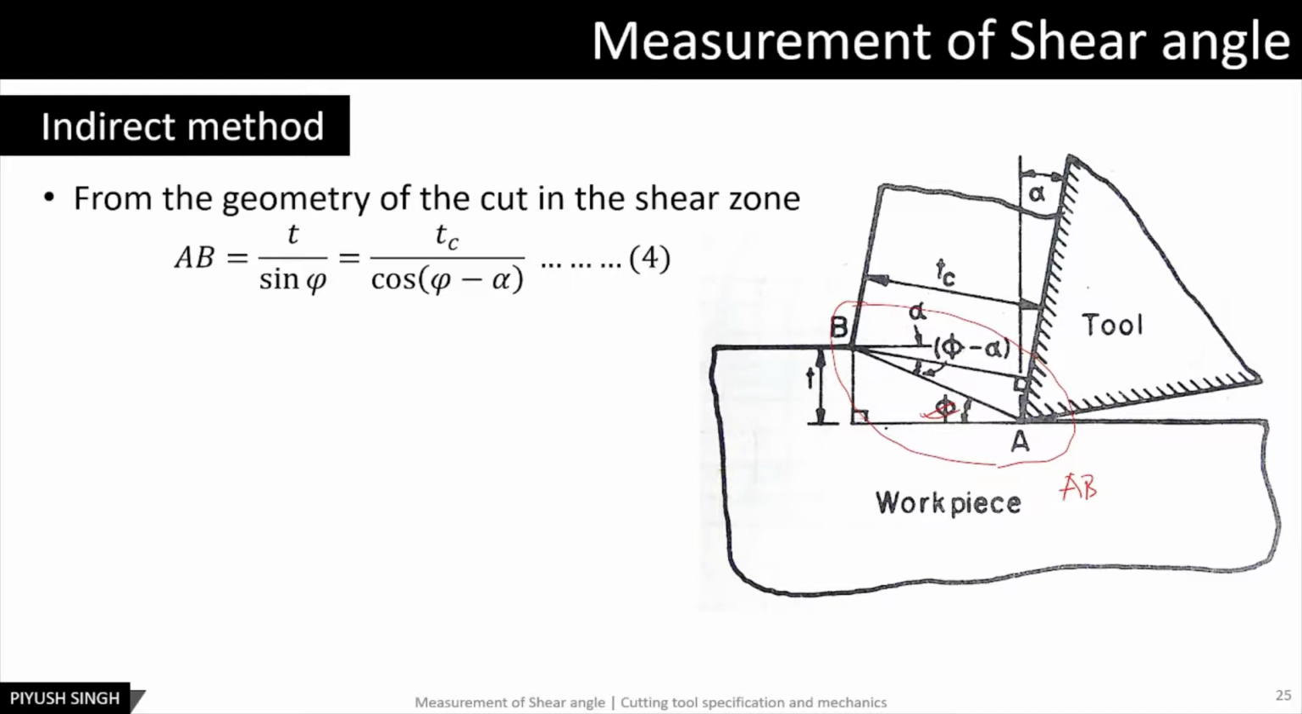Say we have a triangle ABC and ADB. So do you agree with equation 4? AB is equal to t upon sin phi and also equal to tc upon cos(phi minus alpha). Do you agree with this? Yes or no? Anybody having any doubt in this?